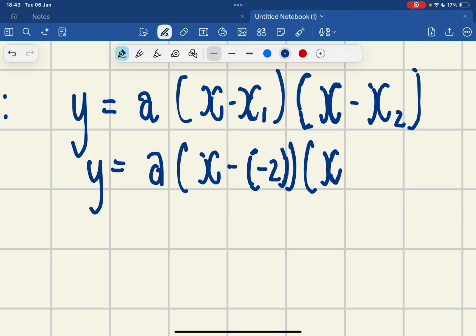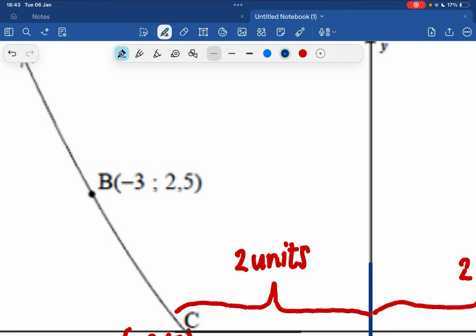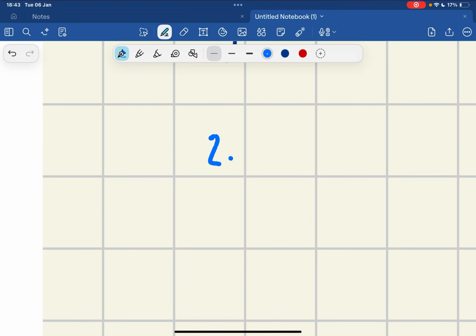x minus 2 for x2. Okay. Then we plug in a point, this point, point B. So where you see an x, you put in a negative 3, and when you see a y, you put in 2.5. Okay. So we'd have 2.5.